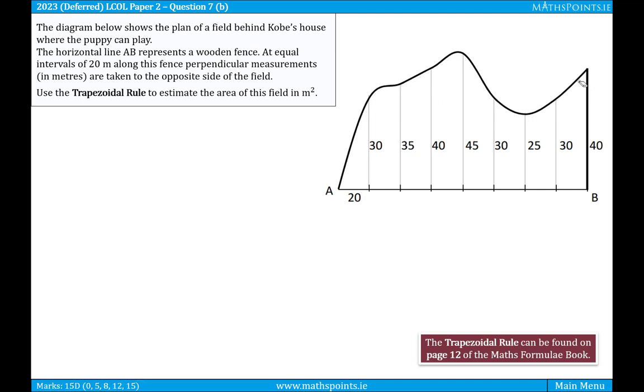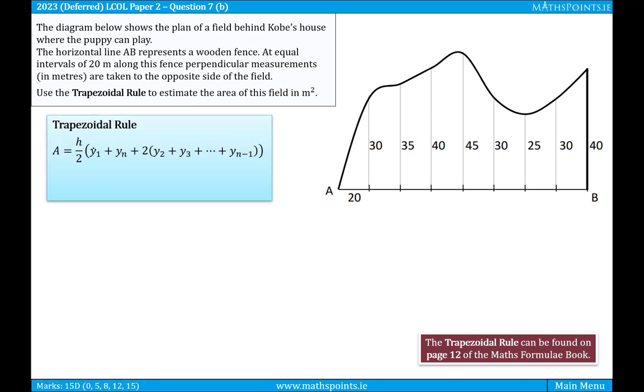So the formula we have that sums those areas together is A equals h over 2 [y1 plus yn], where y1 is the first height, we can see it here that it's 0, plus yn, which stands for the last height, so the last height here is 40, and then 2 times the sum of the rest of the heights, and that's 30 plus 35 plus 40, 45, 30, 25 and 30. And the h stands for the equal gap of every interval. So every gap has to be the same width. In this case, the gaps are 20.